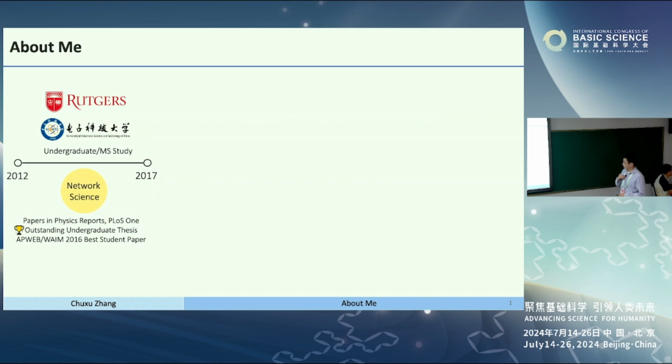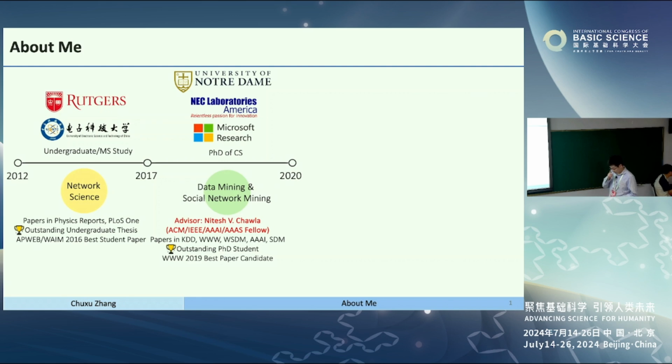I got my bachelor degree in China. Then I went to the USA for master and PhD study. I did my PhD study at the University of Notre Dame under the supervision of Professor Nitesh Chawla. During my PhD study, I mainly worked on data mining and social network mining. I mainly published papers in top data mining conferences, such as SIGKDD and The Web Conference. During my PhD, I also interned several times at industry companies, such as Microsoft Research and NEC Labs.